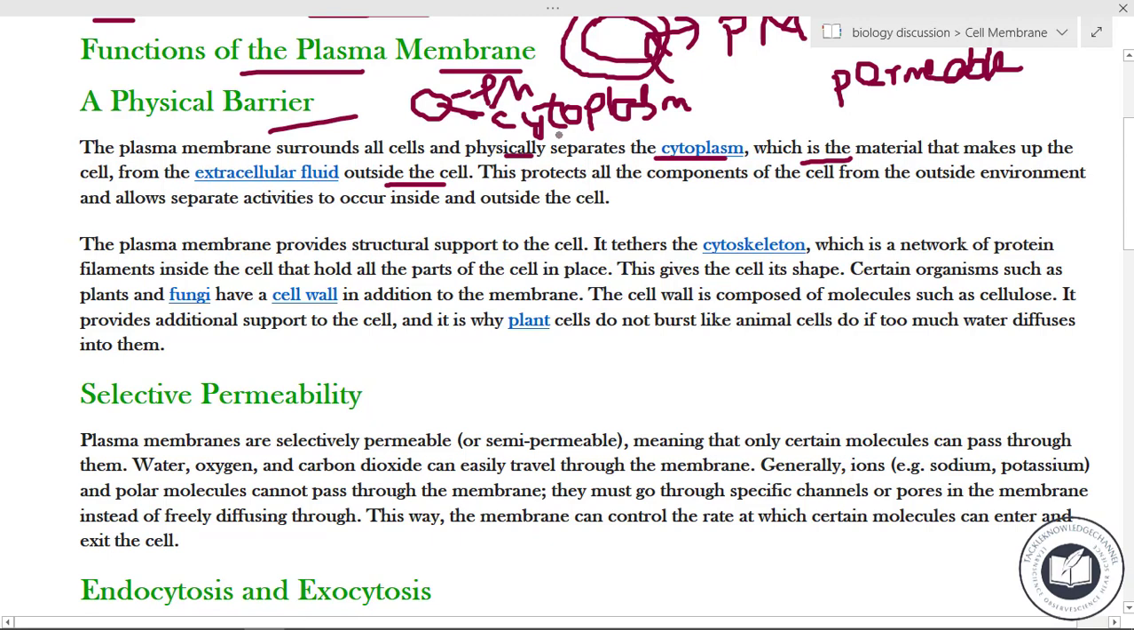So this cytoplasm is a material which makes up the cell, separated from the extracellular fluid outside of the cell. Okay, this protects all the components of the cell from the outside environment and allows separate activities to occur inside and outside of the cell. So the cell is protected by this plasma membrane.